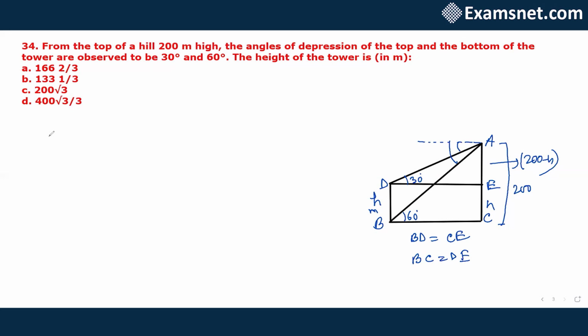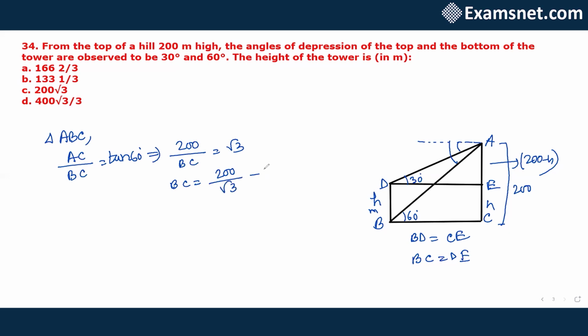First, we will consider the triangle ABC. From ABC, we can write AC by BC equals tan 60°. AC means 200 by BC equals √3. So we got the value of BC as 200 by √3. Let's name it equation number 1.